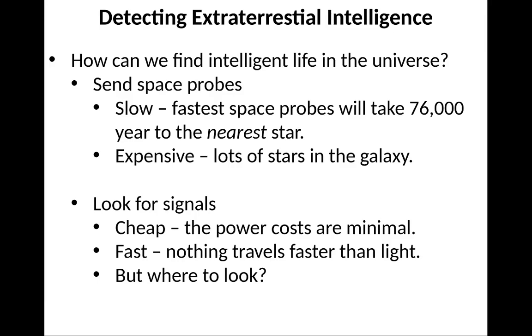Well, first we can find space probes. This is very slow. The fastest space probe that we have will take 76,000 years to reach the nearest star. And it's also very expensive. Every space probe costs about $1 billion, and there are lots of stars in the galaxy. So the easy way is to look for signals. They're cheap, power cost is minimal, they're fast, they travel at the speed of light. But the question is, where do you look?